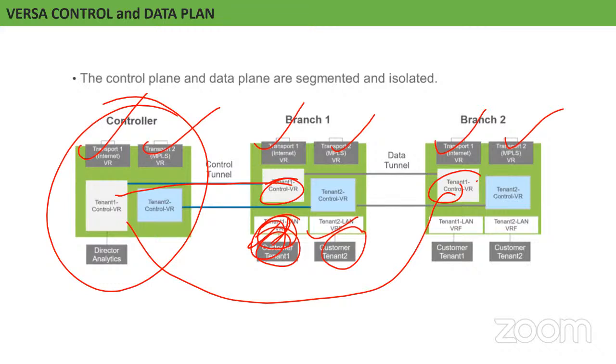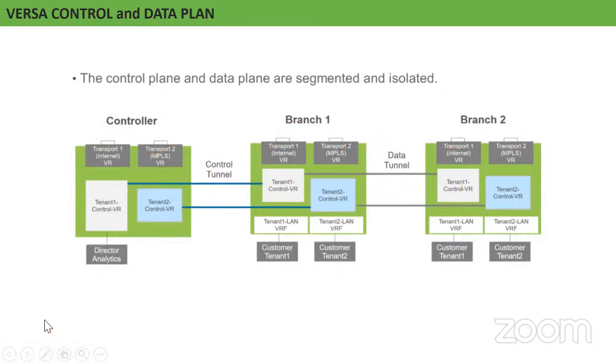If anyone asks, for example, if I have 10 branches, how many tunnels will we form? People will sometimes ask this in interviews. You have 10 branches, so how many tunnels will you form? The tunnels that are going to form are point-to-multipoint tunnels.